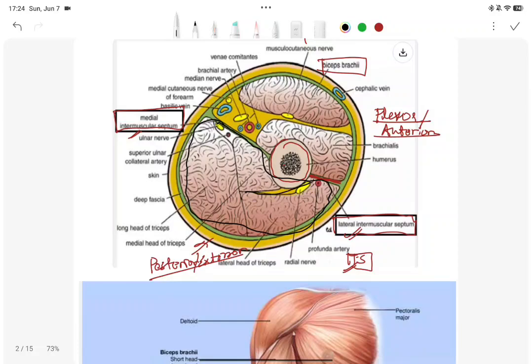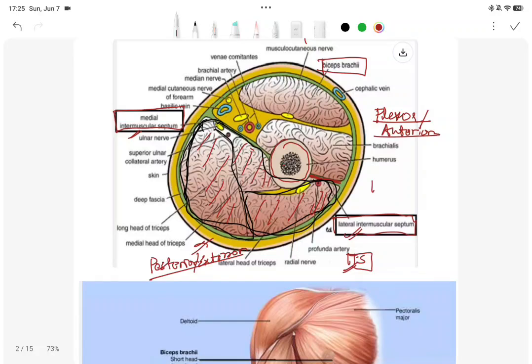So this is the lateral head, and this is the medial head, and there is the long head. Sorry, so this is the long head, and this is the lateral head, and this is the medial head. So triceps brachii has the 3 heads.